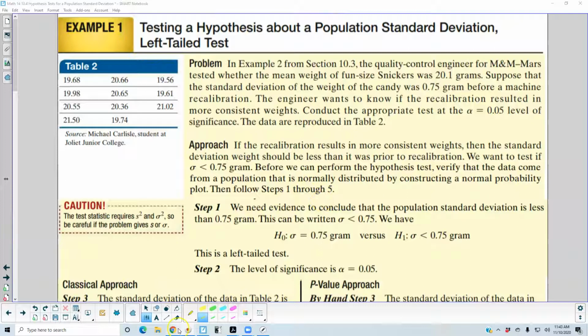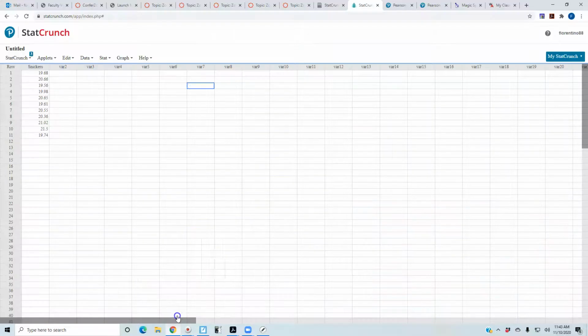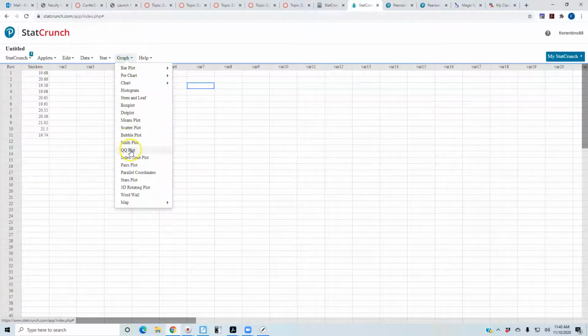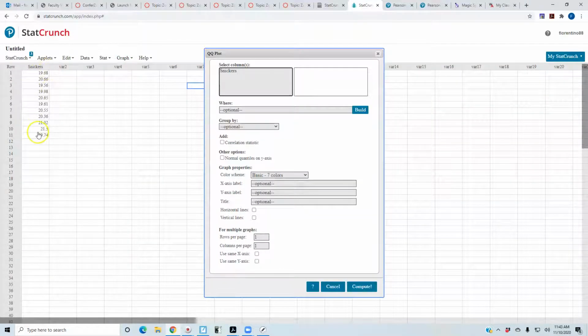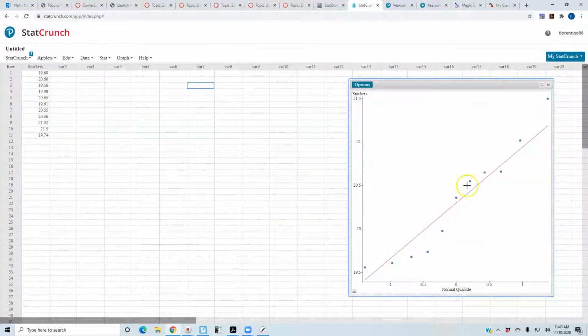Now, if we want to determine that it is a normally distributed population, we can come up over here, select Graph, go down to QQ Plot. We have our data already listed in here in StatCrunch. Select the column and then Compute, and then we get a line that would resemble an approximately normal distribution.